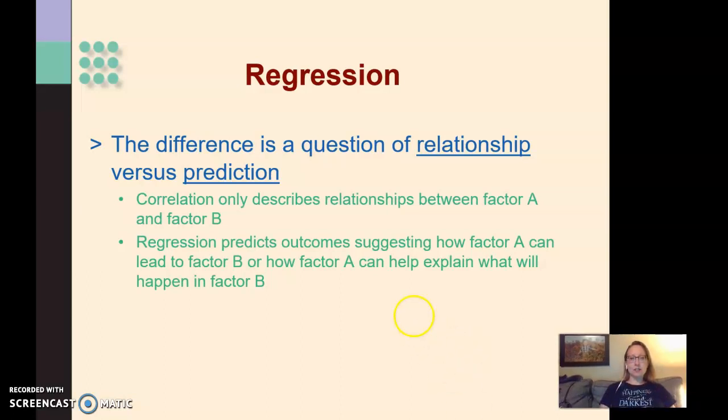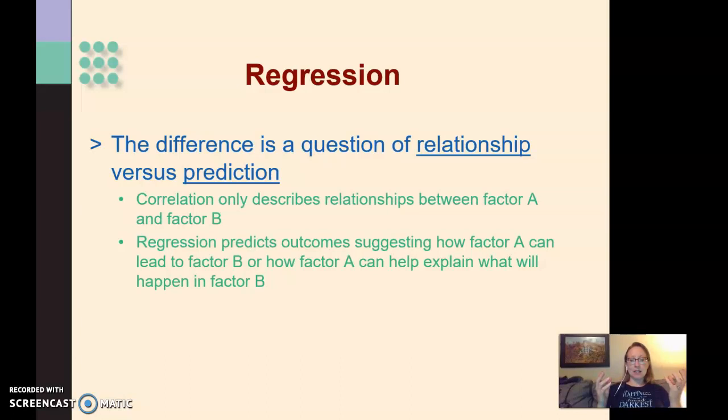If we have a correlational statistic, we are simply looking at the relationship between two factors, A and B. Regression goes half a step further and helps tell us how to predict what might happen in that second outcome by knowing what we do about that first outcome. So what's unique about regression is that it gives us a formula to help tell us what amount of variance is accounted for in factor B when we know factor A.